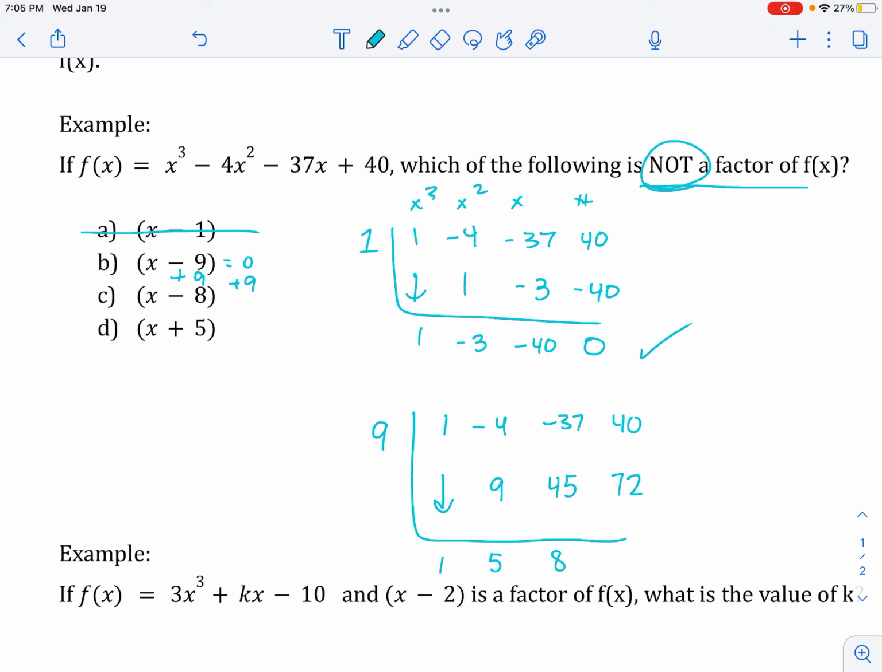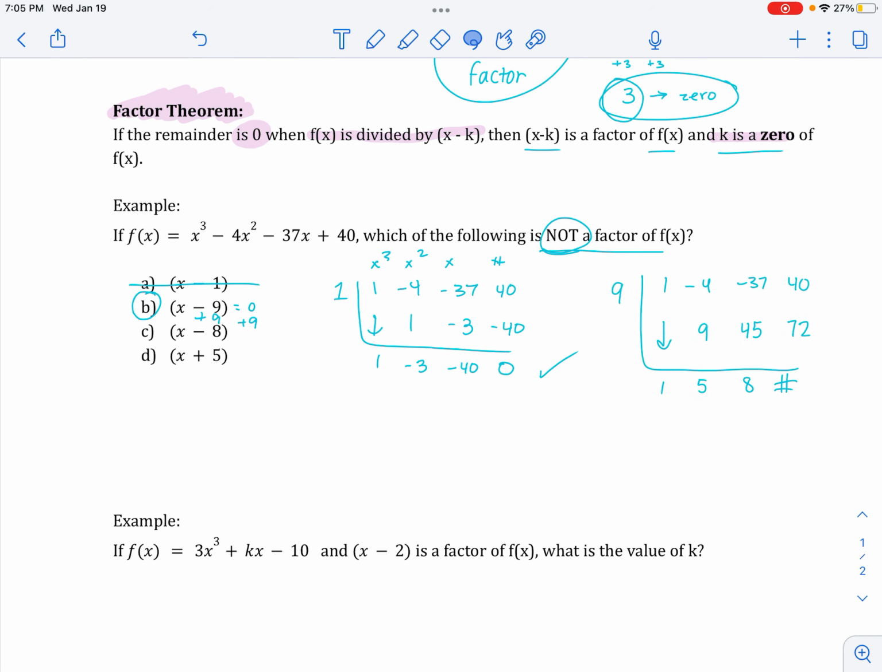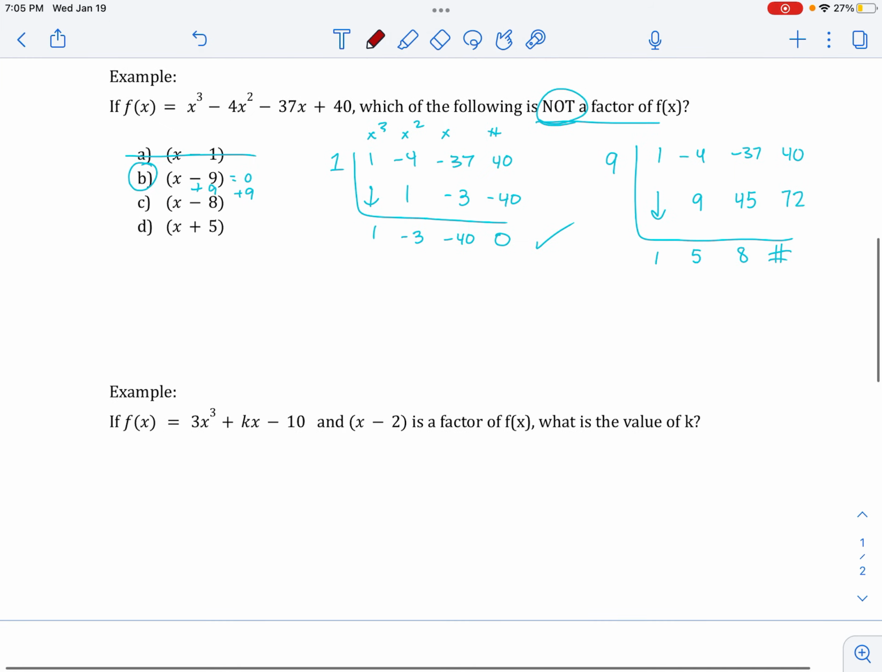That's going to be a way big number, right? That is not going to be 0. So we don't even have to add these up. We know that this is not a factor, right? This is going to be my answer. My answer is whatever remainder is not 0, and this one is not 0. So you'll see problems like this in the Delta Math, and these are the types of problems where you have to check with synthetic division, each problem.